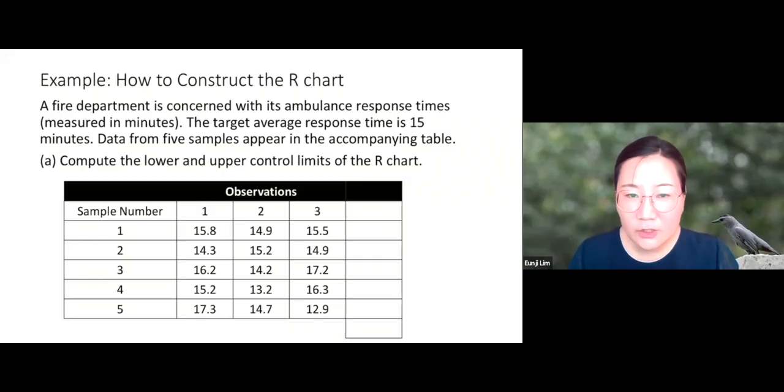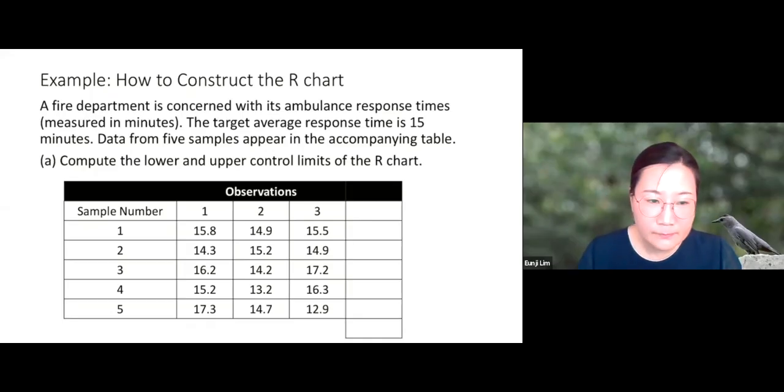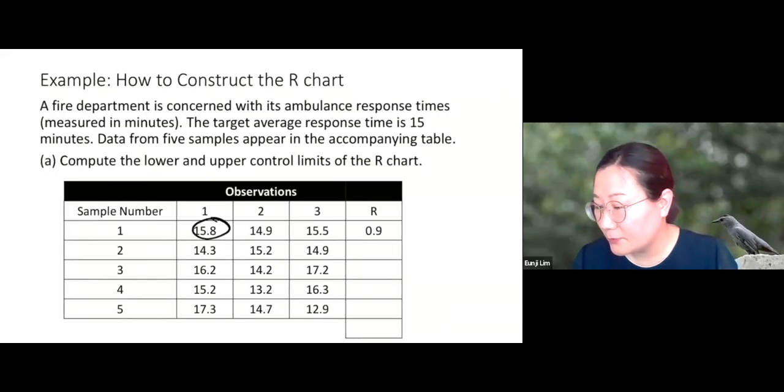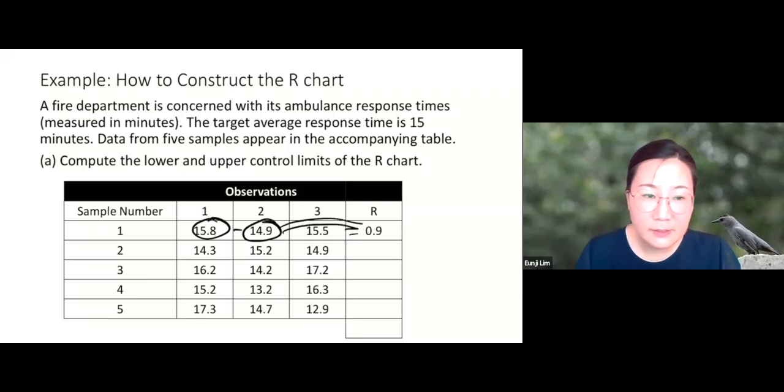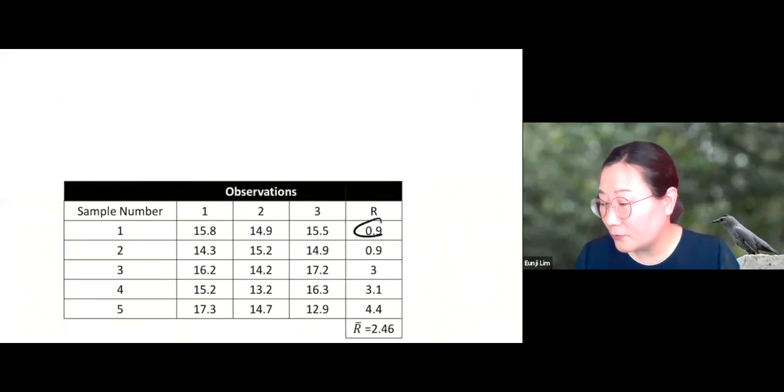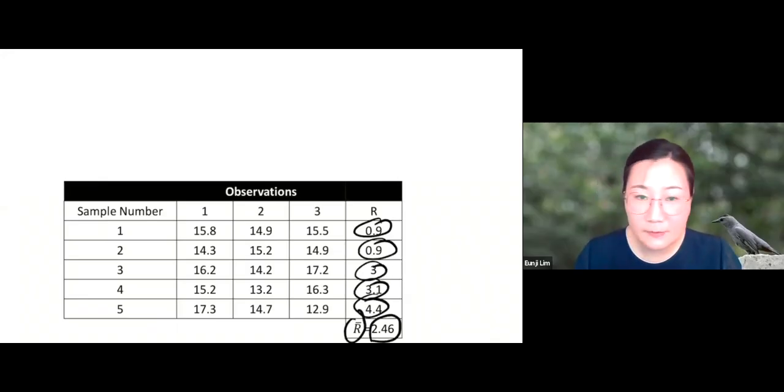In the R chart, we're going to monitor the variability of the observations. So we're going to monitor the level of fluctuation. So we're going to compute the sample range for each sample, and we're going to plot them. So let's compute the sample range. The sample range is the largest value within a sample minus the smallest value within a sample. So that's going to be 0.9. And here are the rest of the sample ranges. And we're going to average them and get 2.46. We're going to call it R bar.